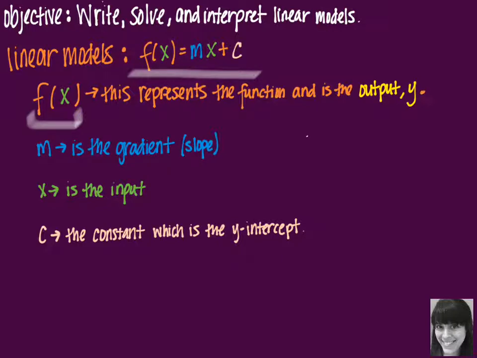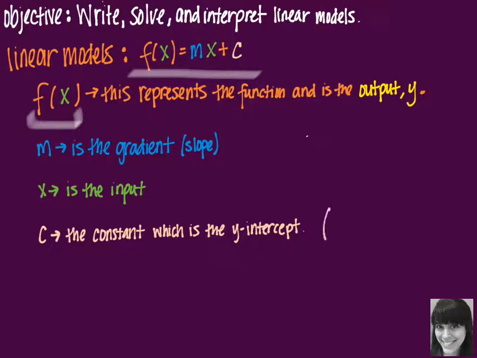M is the gradient. You'll also hear me frequently call it the slope. I'll try to use gradient as much as possible, but it's just the terminology that we use in the States. X is the input. So remember, for every function, you have an input and you have an output. C is the constant, and in the linear model, when you're graphing it, the C is also the y-intercept.